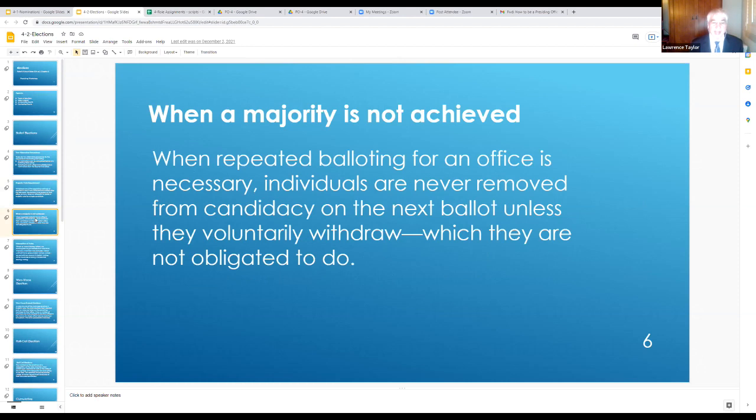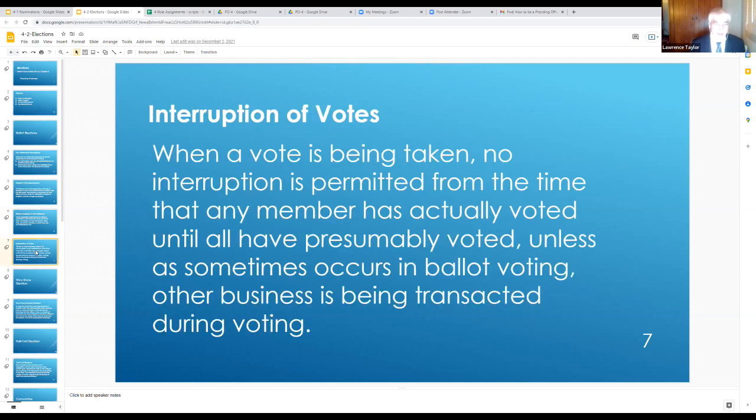Individuals are never removed from candidacy on the next ballot unless they voluntarily withdraw, which they are not obliged to do. I am a member of some organizations that have rules about dropping the lowest vote getter, and that's a way of ensuring that the vote comes to completion. If you have an instance where you have like five candidates on the first ballot, then you go to the next one. If you have a process for dropping off someone, then you know that you're never going to do more than like four ballots. But you need a rule to do that. Otherwise, you're taking the rights away from the candidate. So you have to have a rule about dropping candidates if that's what your organization wants to do.